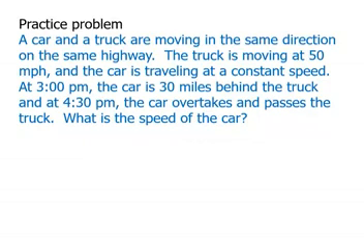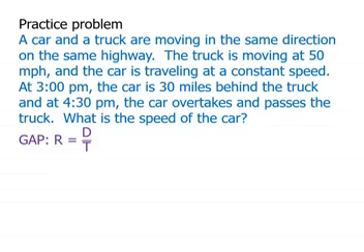Here's a practice problem. Pause the video and then we'll talk about this. A car and truck are moving in the same direction on the highway. The truck is moving at 50 miles an hour and the car is traveling at a constant speed. At 3 p.m., the car is 30 miles behind the truck, and at 4:30, the car overtakes and passes the truck. What is the speed of the car?